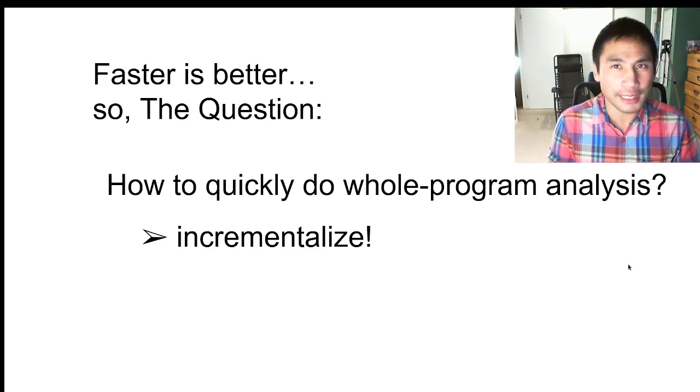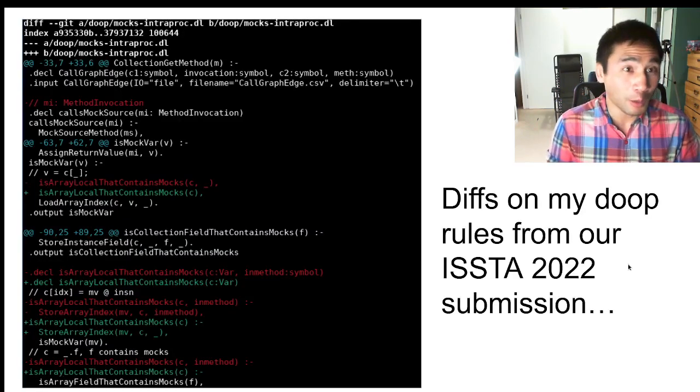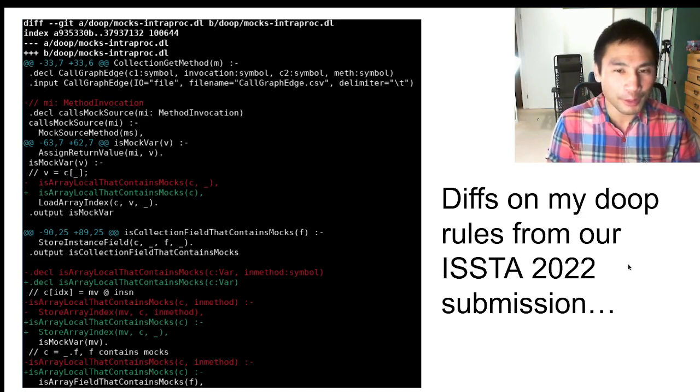And the solution is incrementalize. You're only changing one line of the program at a time. You shouldn't need to reanalyze the whole program to get a new analysis result, right? You should only have to analyze the part of the program that you changed. And so what you should be able to do is look at the diff, see what changed in a diff, and recompute the new result.